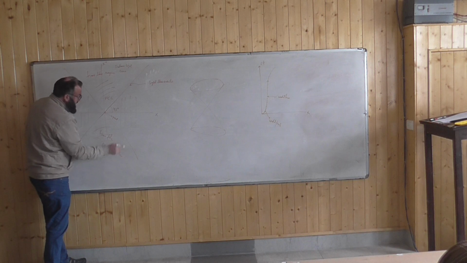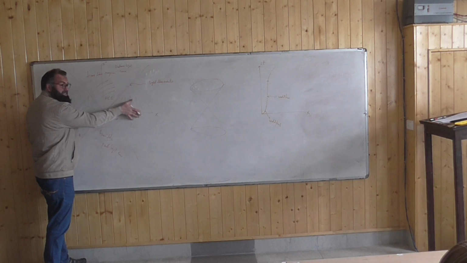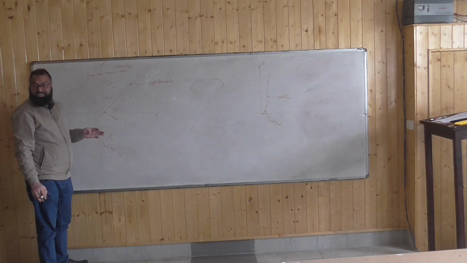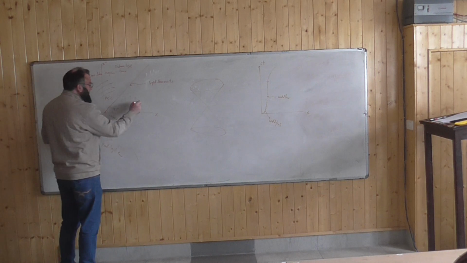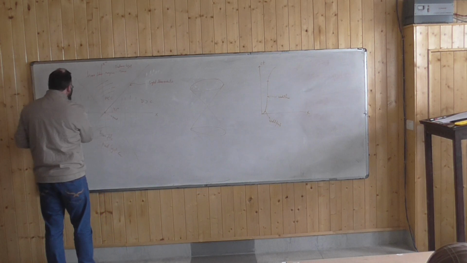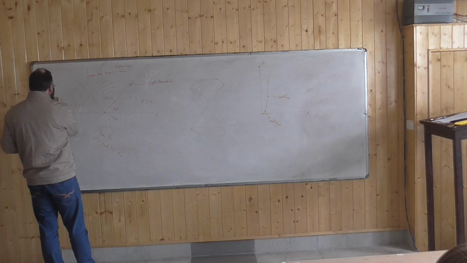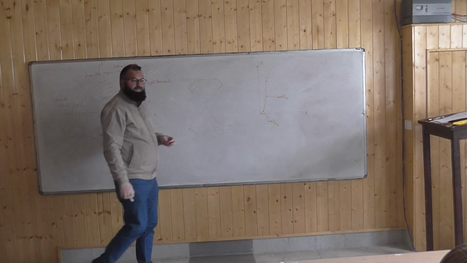Now tell me about this region. What is the velocity here? Velocity is greater than c. We call these space-like events or the space-like region. Clear?